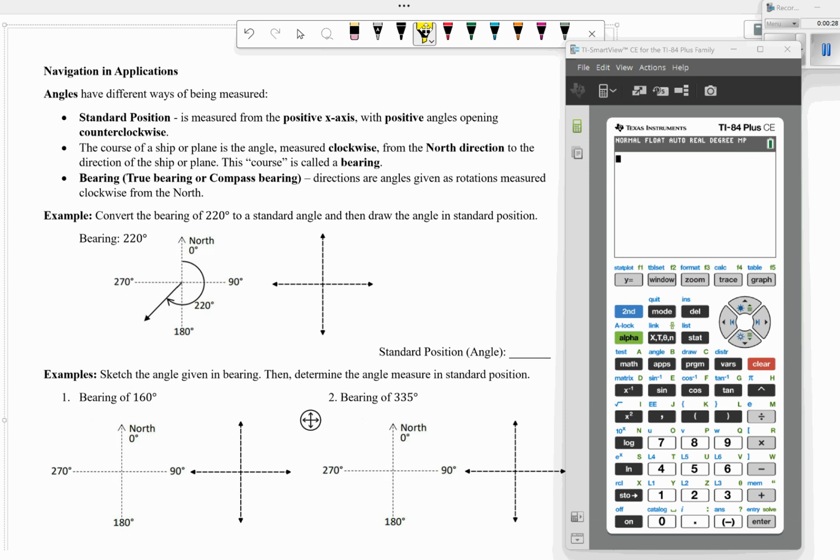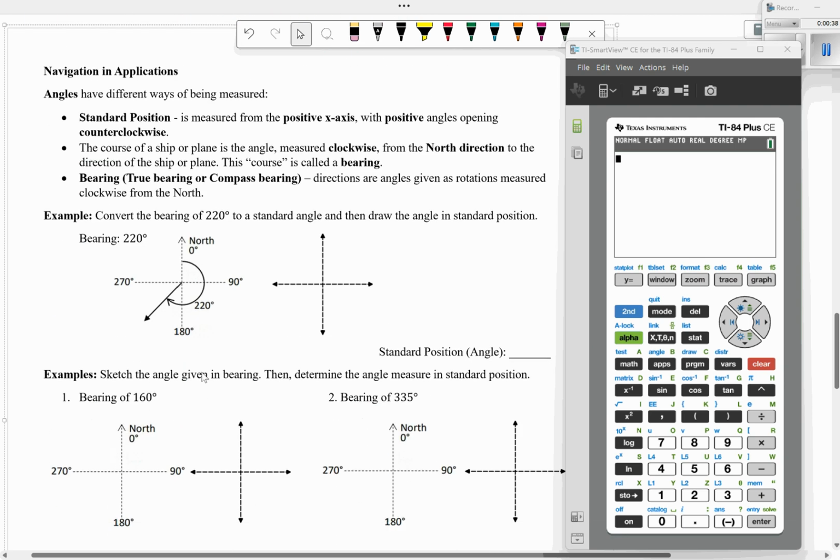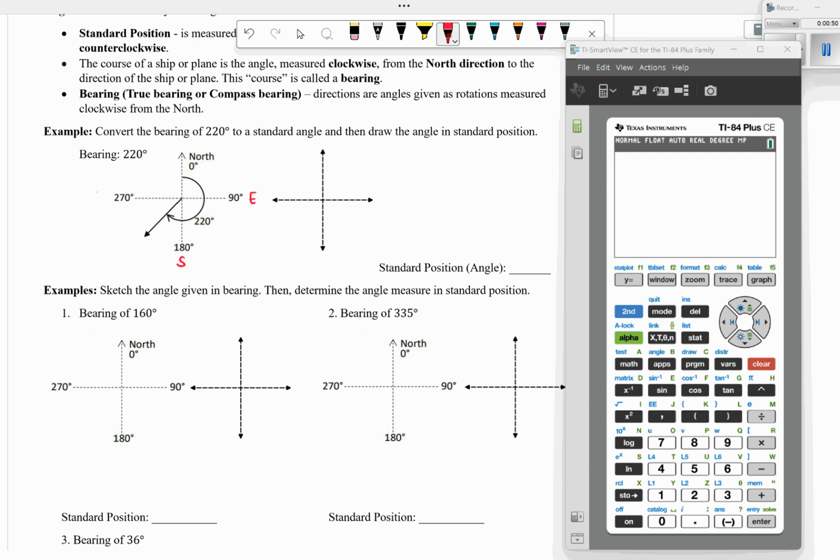Bearing, true bearing, or compass bearing, those all mean the same thing, are direction angles given as rotations measured clockwise from north. We also have quadrantal bearings, which is something we're going to talk about down here. So for this, it says convert the bearing of 220 degrees to a standard angle, and then draw the angle in standard position. So notice that north is 0 degrees, so north, east, south, and west. So north is 0, and east is 90. South is 180 and west is 270 degrees.